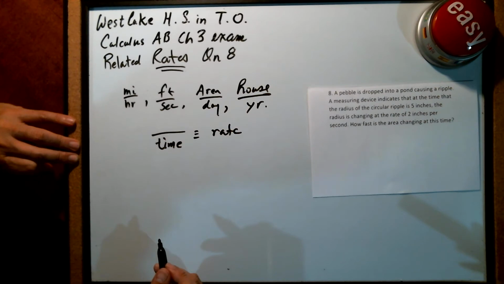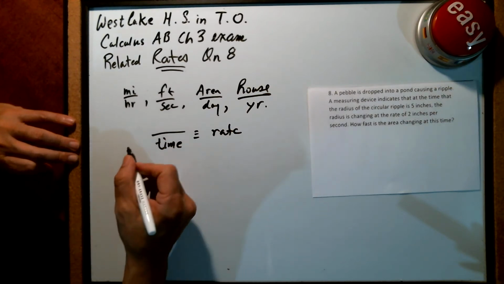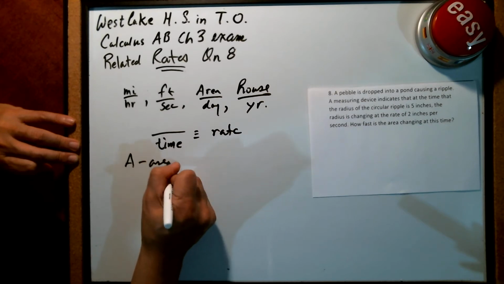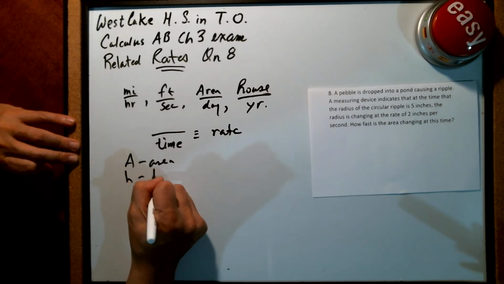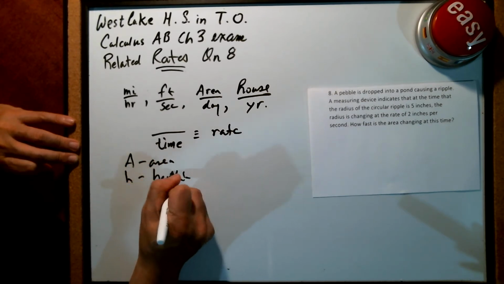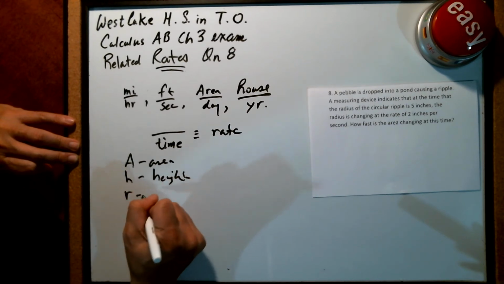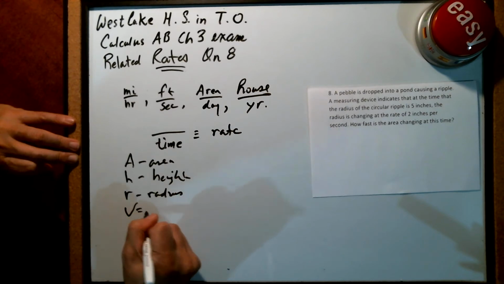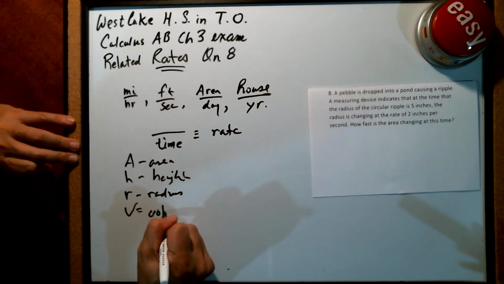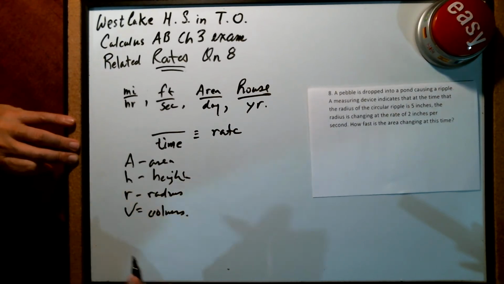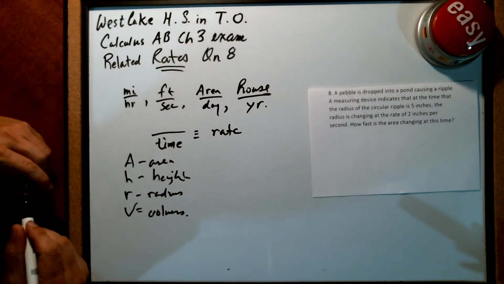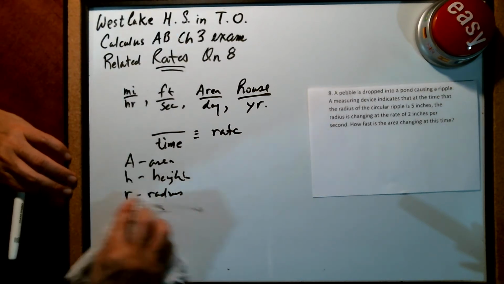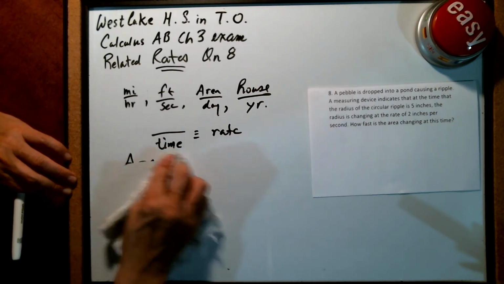Okay, so let's get some values. A is for area, H is for height, R is for radius. What else is there? V is for volume. So there are always all these different types of things as well. Okay, different letters that we use for different variables.